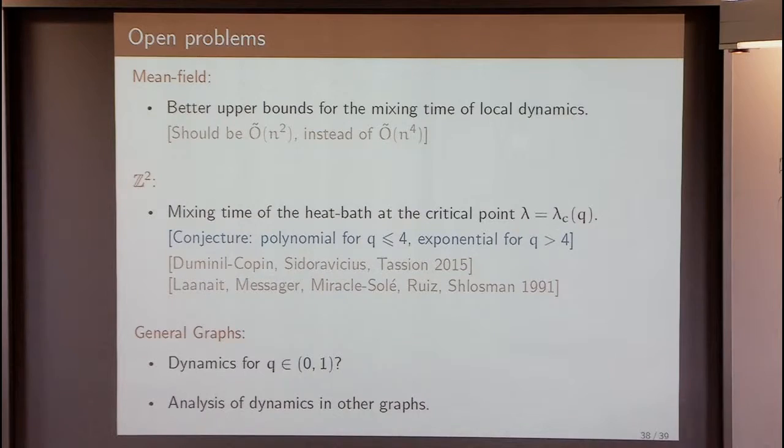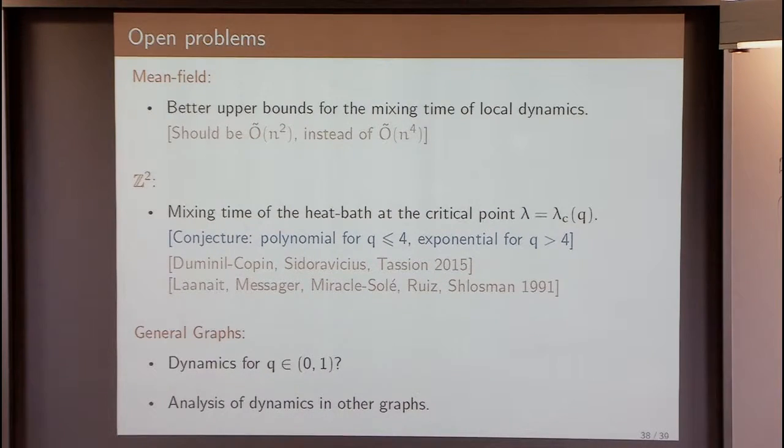Okay, so for open problems: for the mean-field case, from the comparison inequality that we just showed, we get bounds on the mixing time that are roughly n to the 4. We think that the right answer is n squared, but we don't have a good way of analyzing this. In Z^2, the main open problem is the analysis of the critical point. And here is a not-so-bold conjecture that the mixing time should be polynomial for q smaller than or equal to 4 and exponential for q greater than 4. This is based on a widely believed conjecture about the continuity of the phase transition.